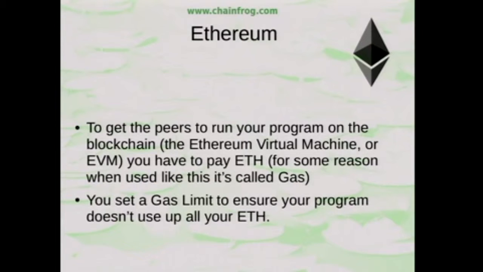If you want peers to run your program, you have to pay using the cryptocurrency associated with Ethereum. When you use your cryptocurrency like this, it's called gas. So give this sort of concept of fuel. You know, you use your Ethereum to buy fuel to run your program. If the fuel runs out, they're not going to run your program anymore. And it kind of is how the system pays for itself. And you can actually set a limit to make sure that it doesn't spend all your money.